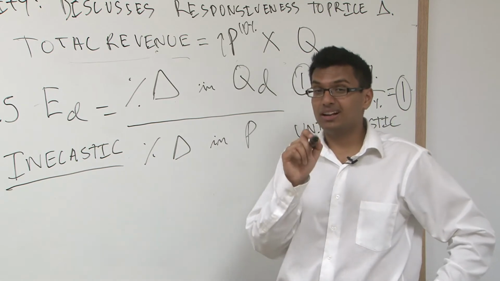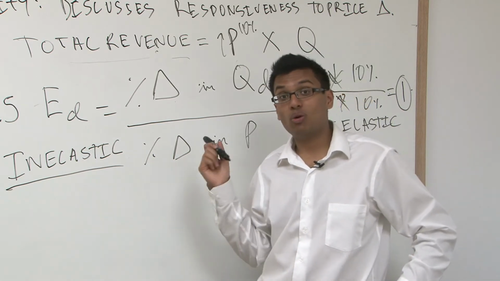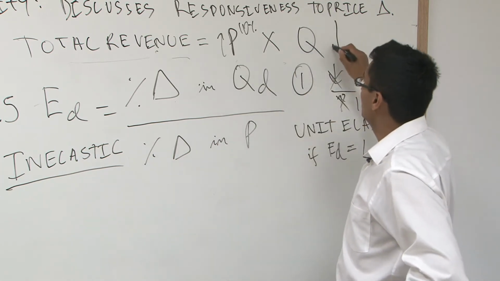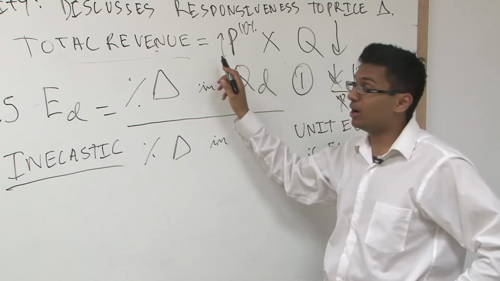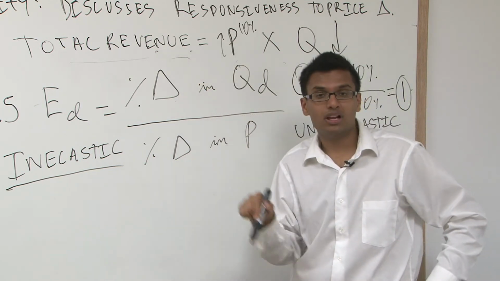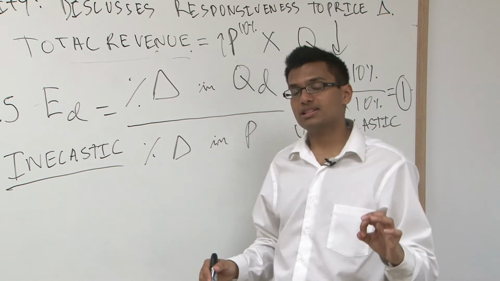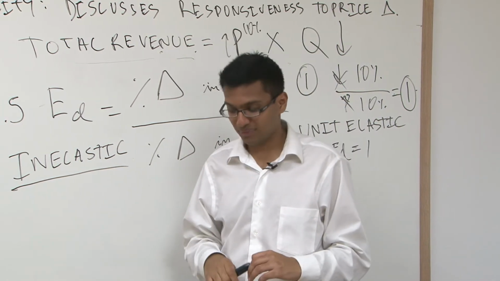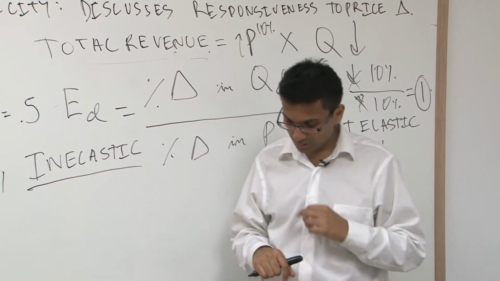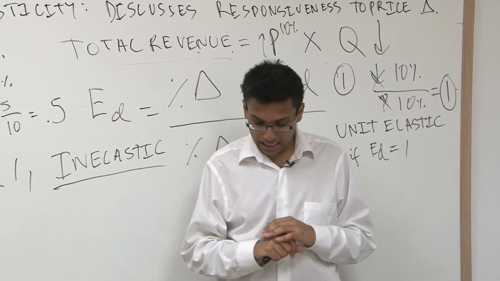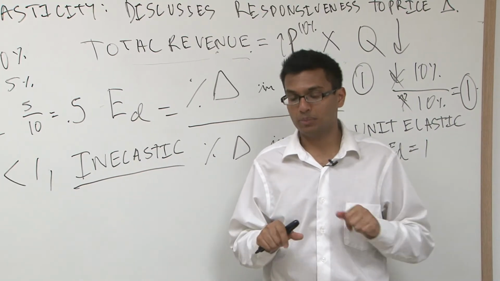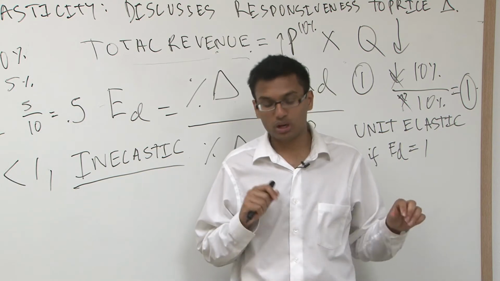But on the other hand, if it's elastic and my quantity demanded drops, my drop in quantity demanded is bigger than my price change, my revenue is actually going to go down. So it's really important to understand if we're talking about elastic or inelastic regions, okay? And before I get into a chart, I'm going to talk about more equations.